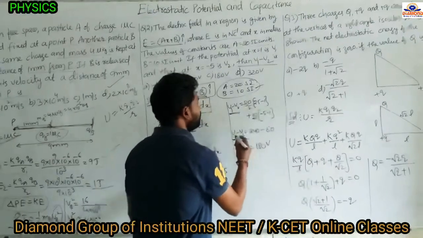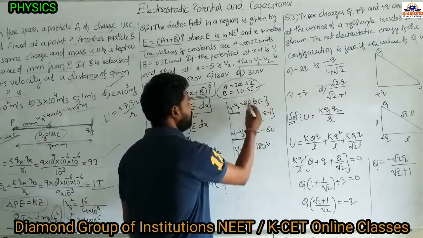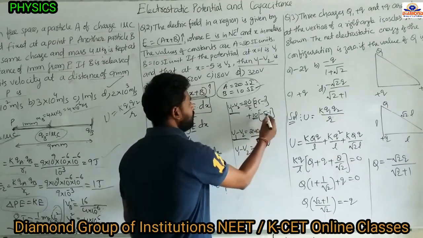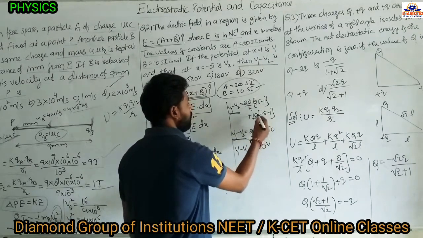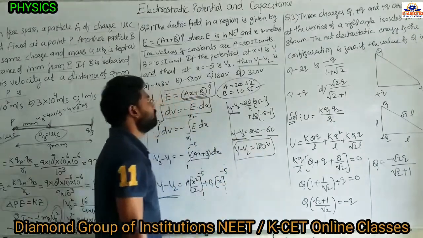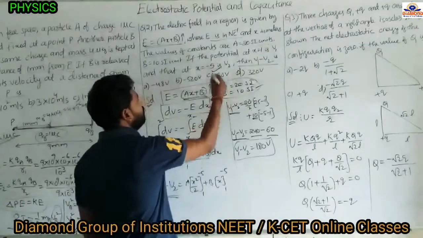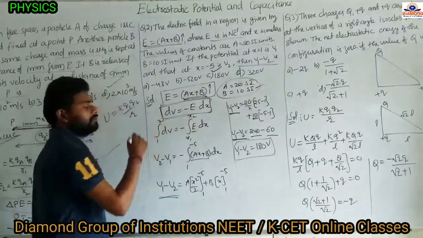Now V1 minus V2 equals 20 by 2 is 10, 25 minus 1 is 24, 24 into 10 is 240, minus 5 minus 1 is minus 6, minus 6 into 10 is minus 60. So 240 minus 60 equals 180 volt. So the potential difference V1 minus V2 is 180 volt. Remember this formula.